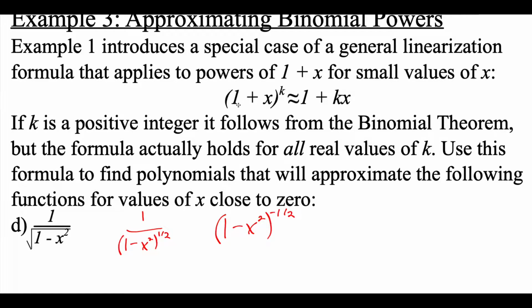But again, we want it to be 1 plus x. So I'm going to write this as 1 plus negative x squared raised to the negative 1/2 power. And then if I use my approximation formula, it's 1 plus the power, so negative 1/2, times the x value, which is negative x squared. Now in here, that double negative will turn positive, so this will be 1 plus 1/2 x squared as our approximation.